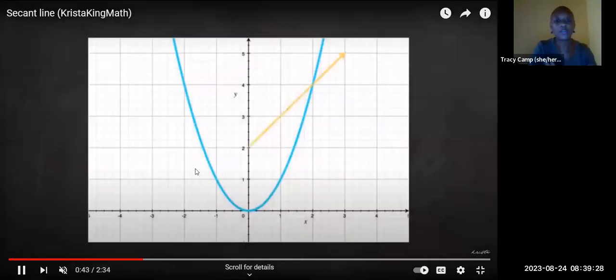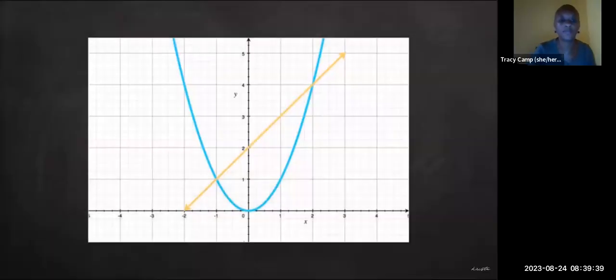So in this video, there's the curve, and then the line that was just drawn, that yellow line, that's the secant line, or that's a secant line through the curve.